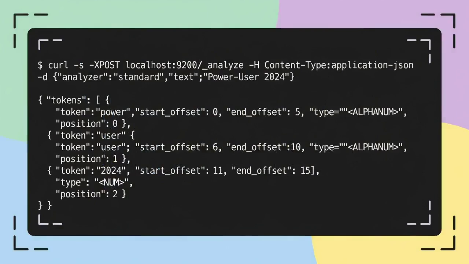Now we test the standard analyzer on Power-User 2024. We post to _analyze, specifying the analyzer and the text. Look at the tokens returned: Power, User, and 2024. 3 separate tokens, because the standard analyzer splits on the hyphen.